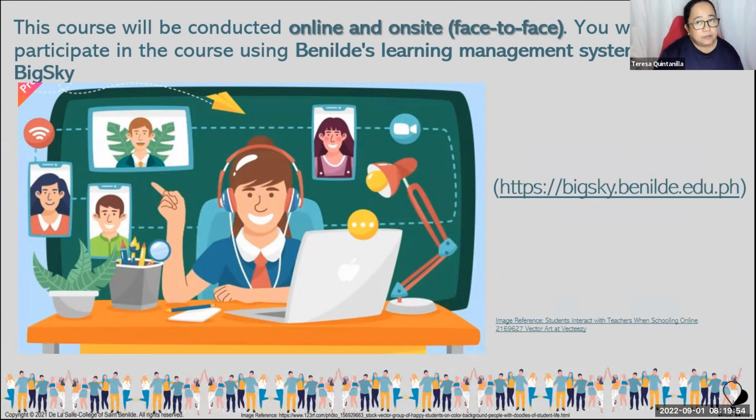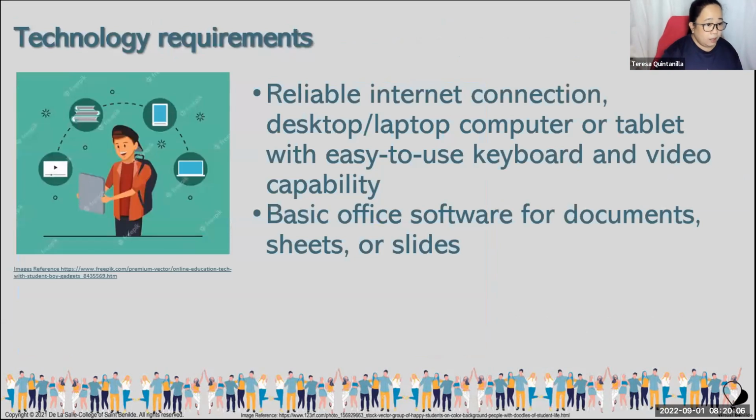So most of our communication is in Big Sky. Instructions, quizzes, and submissions will be in Big Sky. The technology requirement is that you have to have a reliable internet connection. You can use a desktop, laptop, tablet, or even a phone, as long as we can connect.